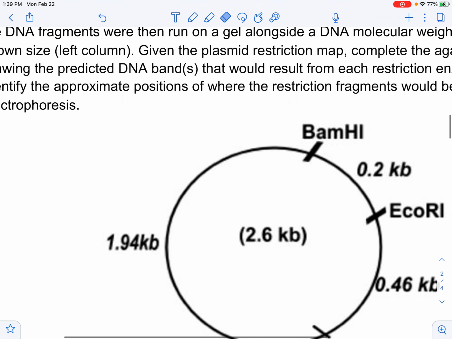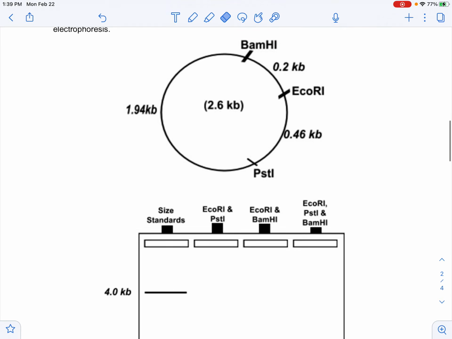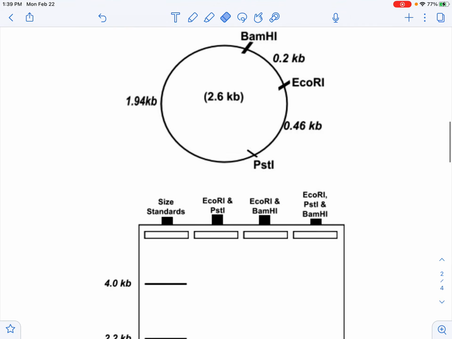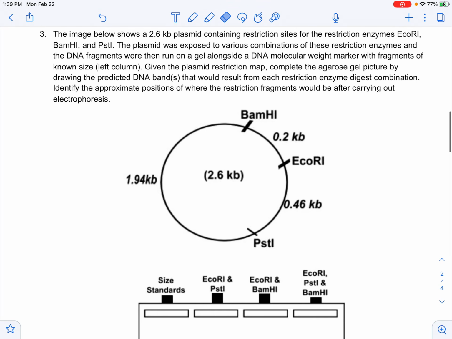This next problem, we're going to cut a plasmid with a combination of restriction enzymes, BamH1, EcoR1, and PstI. Those fragments are going to be run on a gel, and the question is asking you to predict where the bands would be. We already know the size of the fragments, so we're not having to figure that out. We're given the sizes, like here's a 0.2, here's a 0.46, here's a 1.94, and so on. We might have to add some of these numbers up depending on where the cuts are made.